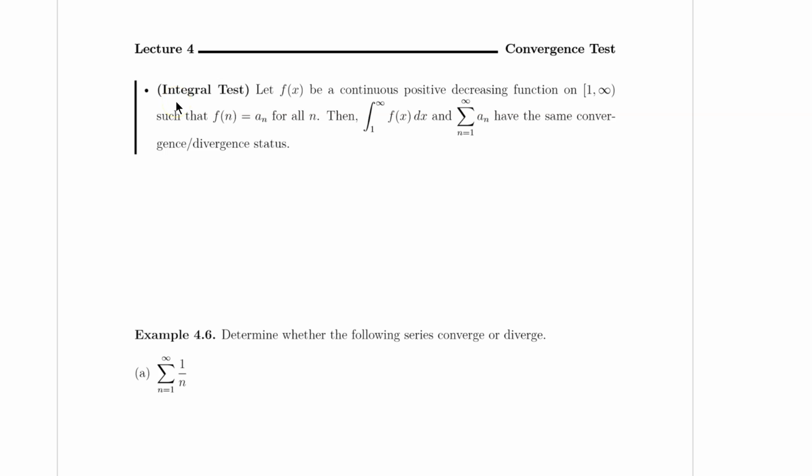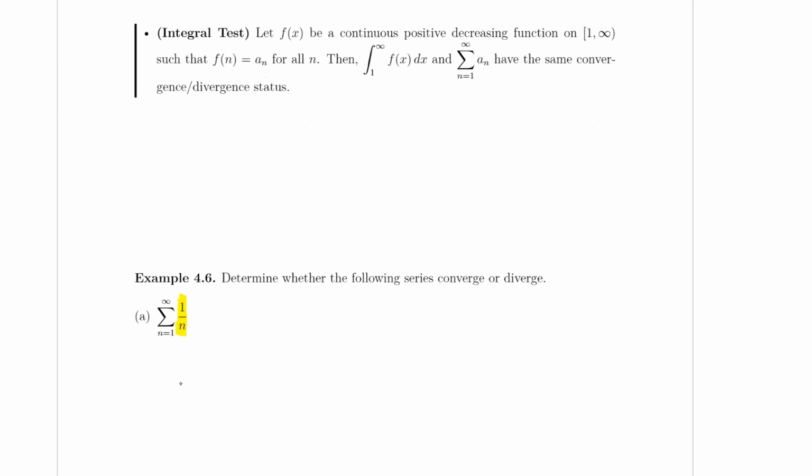Another test that we're going to be talking about is called the integral test. The way this test works is that when we have a series that we would like to decide whether it converges or diverges, we're going to look at the terms in this series as a function instead. So I'm going to look at the 1 over n here just as a function. Let me change the variable to 1 over x here, because we are more familiar with functions in terms of x.